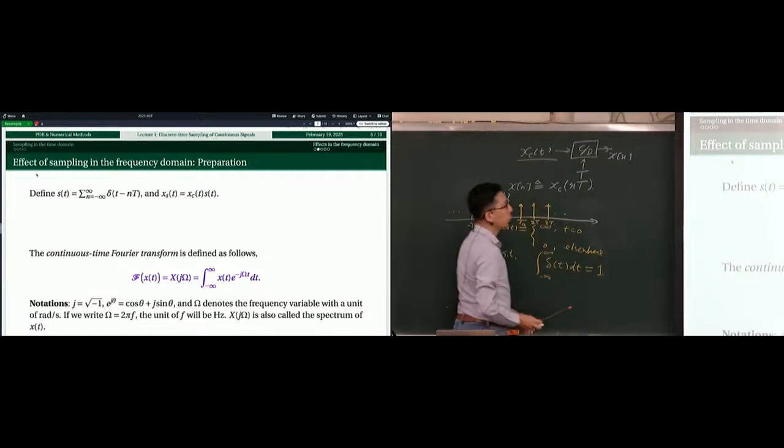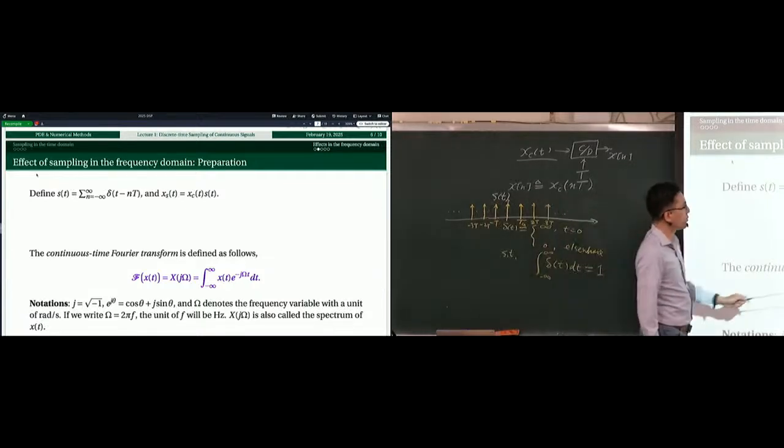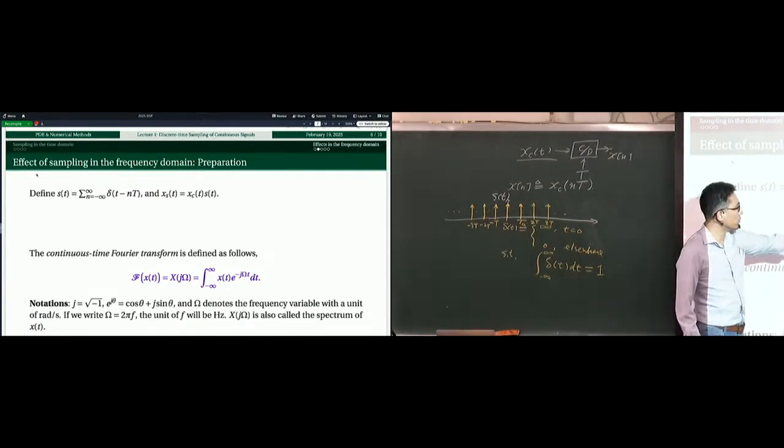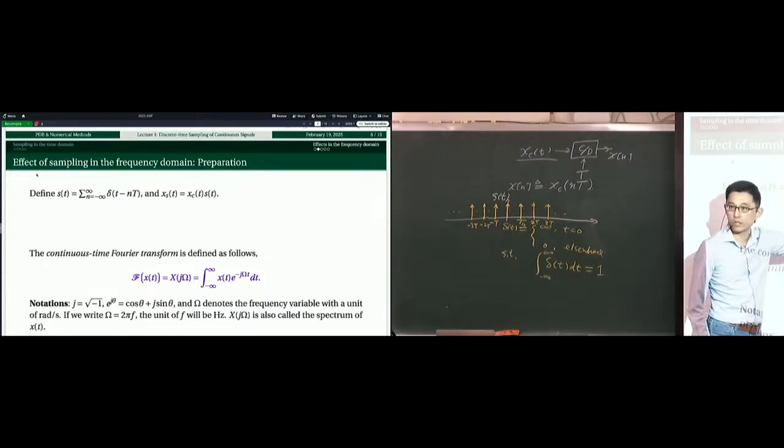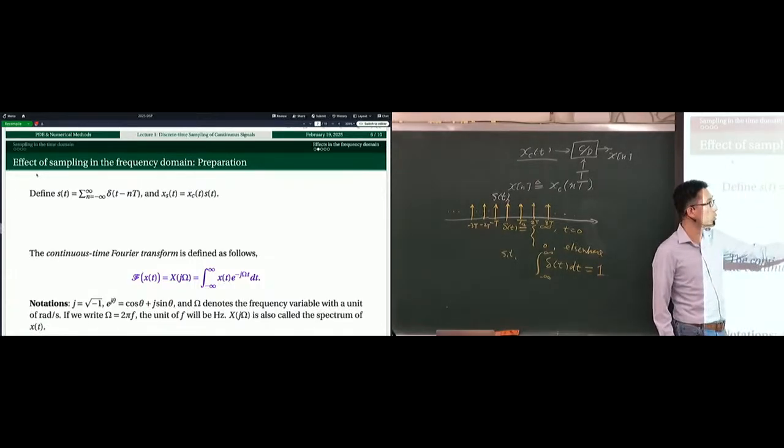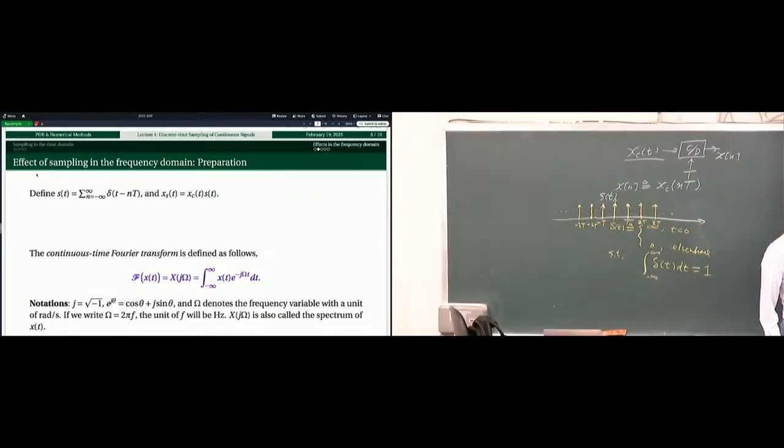And then we also define something like this. We define the product. Just multiply our signal with S of t, and the result will be denoted as X sub S. Okay, X sub S. So what does that mean?